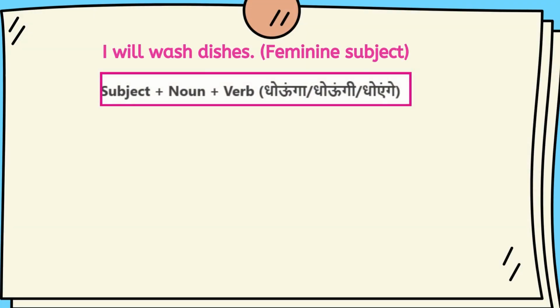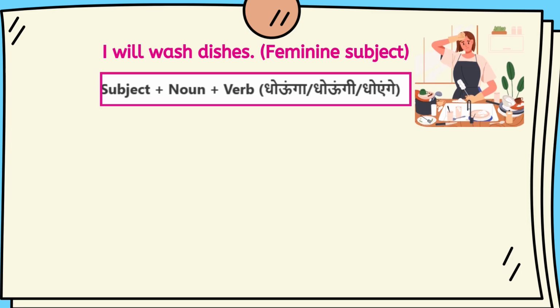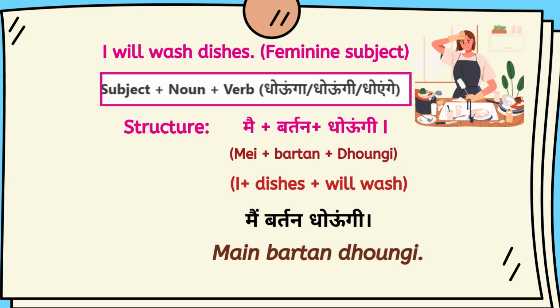Now if a female person says I will wash the dishes, it would translate to मैं बर्तन धोऊंगी. Now मैं, as you can understand, stands for I. बर्तन, you know, are dishes or utensils, which are plural, masculine noun. And धोऊंगी becomes will wash. That is, the ऊंगी ending indicates that the subject is feminine. And so the sentence becomes मैं बर्तन धोऊंगी.